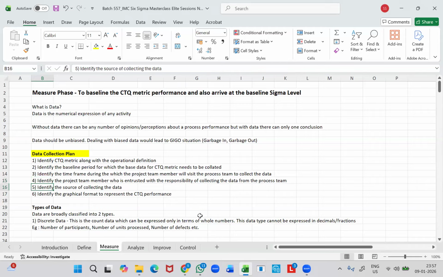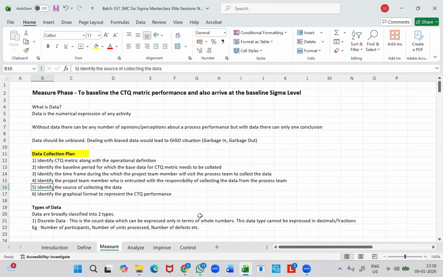And then we also need to identify the source of collecting the data. So whether the data is to be compiled from Excel files or whether the data is going to be pulled out in a report format from a workflow tool, the source of data collection needs to be clearly mentioned as pointer number 5.